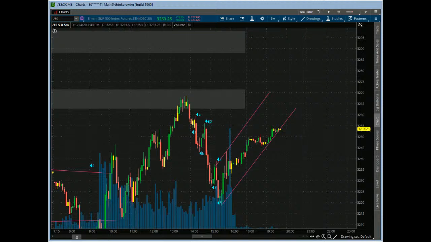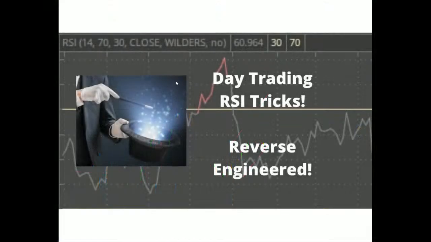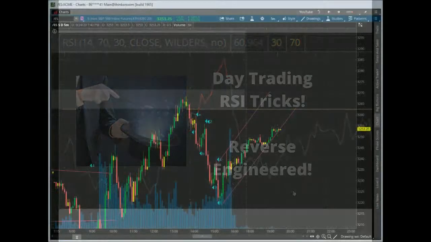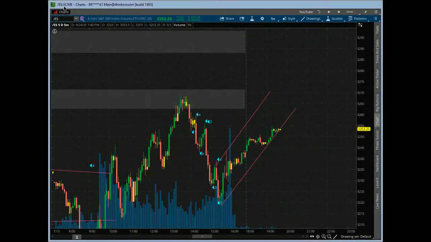All right, so let's talk about the topic today, guys. It's pretty cool. We're going to be continuing our conversation on day trading RSI tricks. We talked about a lot of cool stuff, and there's some stuff we didn't get to this week, but I think you guys are going to like this one. It's called Reverse Engineered RSI. This is a new thing that came up in Thinkorswim, and it's really cool. So let me show you exactly what this thing is.